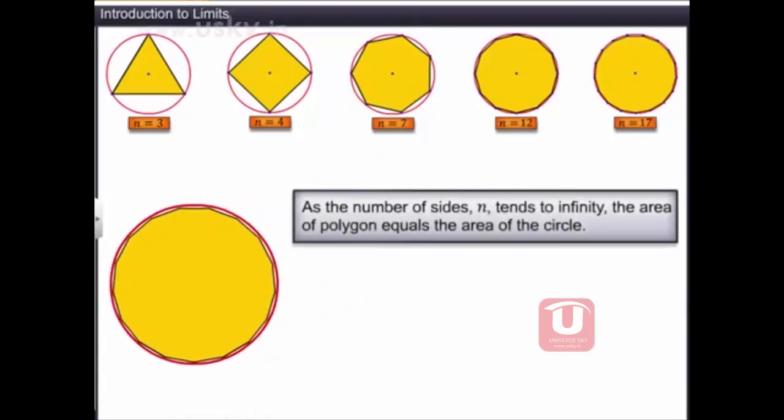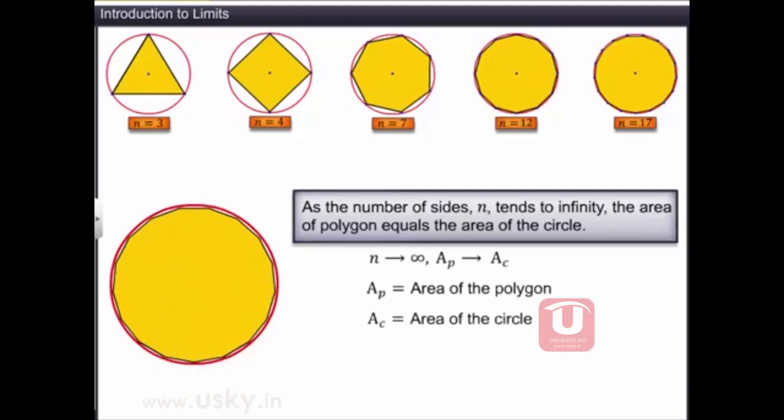As n tends to infinity, the area of the polygon equals the area of the circle. This can be mathematically represented as shown, or concisely as shown. Here, our target is to find when the area of the polygon will become equal to the area of the circle. This happens when the number of sides of the polygon becomes infinity.